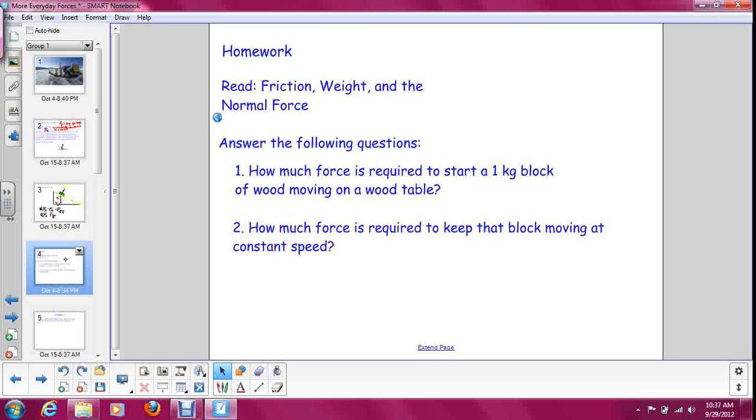But before that, I want to show you what your homework is for tonight. So after you watch this video, read this page underneath the video and answer these questions. How much force is required to start a 1 kilogram block of wood moving on a wood table? And how much force is required to keep that block moving at a constant speed?